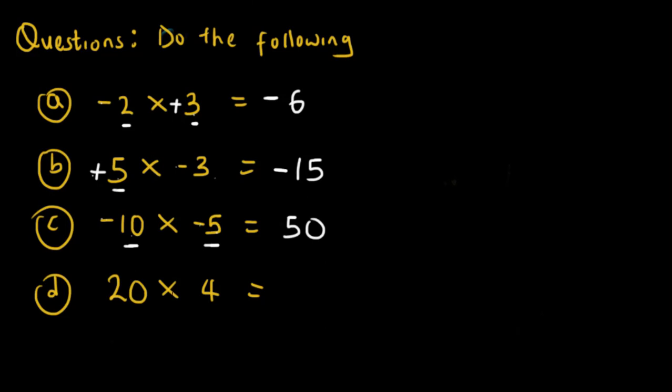Do you understand? Now what's the sign of 20? No sign, so the sign is plus. What's the sign of 4? Plus. Plus times plus is plus. 20 times 4 is 80. So I could just write 80. Do you understand? So note the signs of the numbers given. Then multiply the signs before you multiply the numbers. Let's take some more examples.